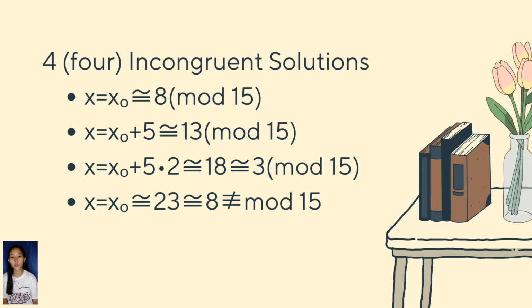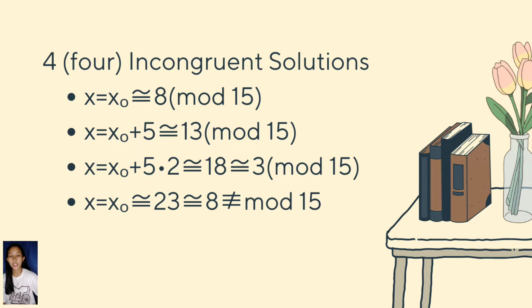So, the next one, we have here the 4 incongruent solutions. So, from the proof of theorem 3.7, we see that a complete set of 4 incongruent solutions is given by x is equal to x sub 0, congruent to 8 mod 15. So, the next one is x is equal to x sub 0 plus 5, congruent to 3 mod 15. Since we already have the value of x and y, and in the linear congruence we are just looking for x, then we can disregard the y value. So, 9x is congruent to 12 mod 15. So, we have 4 incongruent solutions.